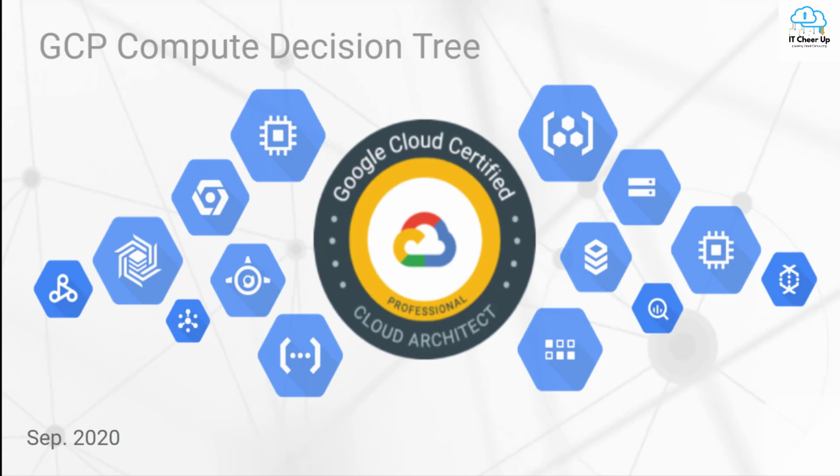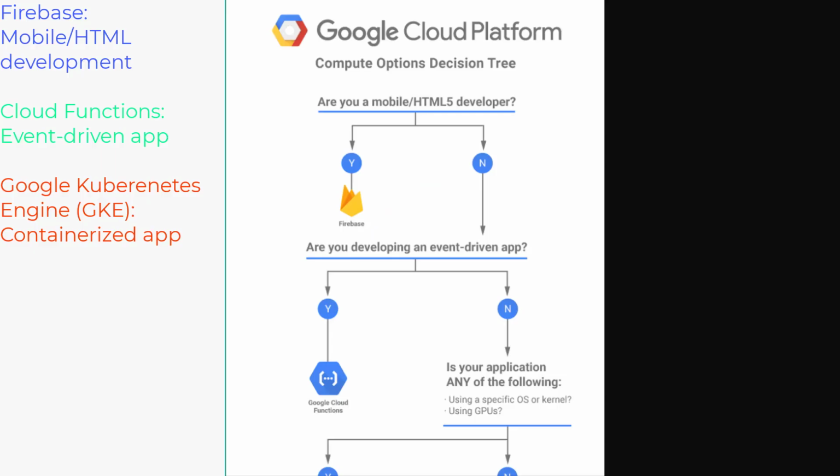In my blog, the Last Minute Cheat Sheet for the GCP PCA exam, I list 4 decision trees to help you choose the right services in the exam. Today, let's walk through the second one, the compute options decision tree.